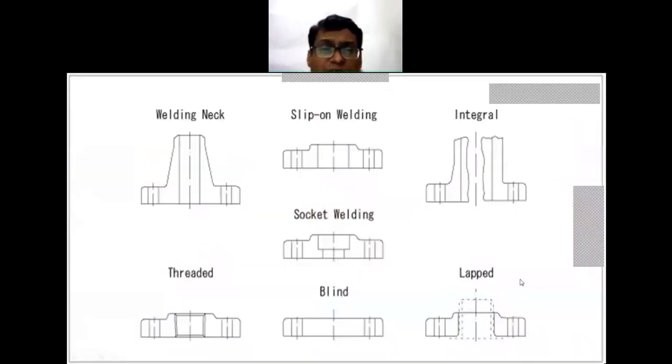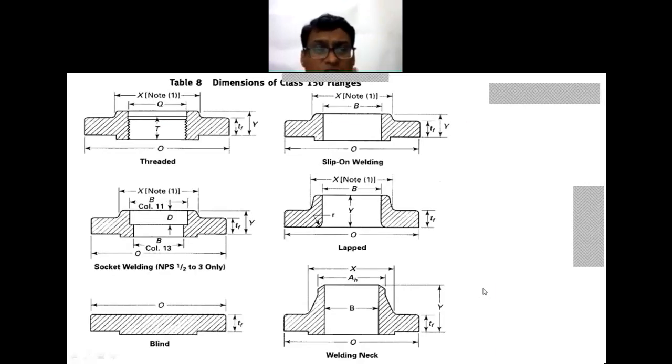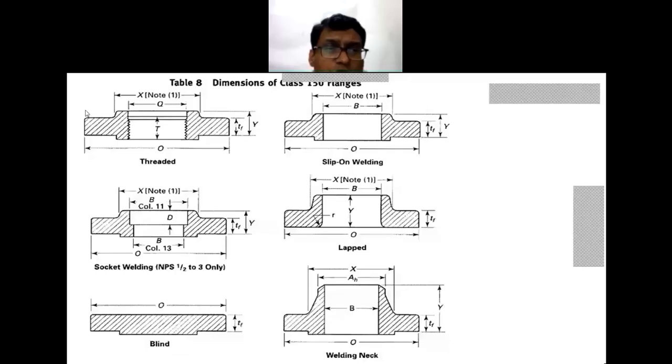Now these are the welded neck flanges, few figures. You can draw these figures very conveniently and easily. Then slip on welding, then integral, then socket welding, threaded flanges, then blind flanges, then lap joint flanges. These are more specific classes you can talk about. This is the threaded flange. This figure, you have to draw it in your practical also. So this is the threaded flange which is shown.